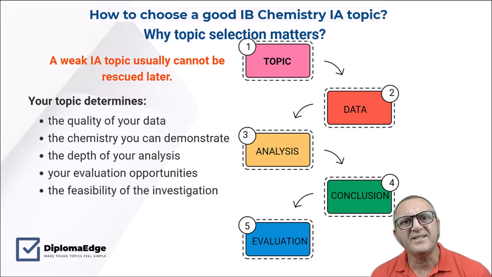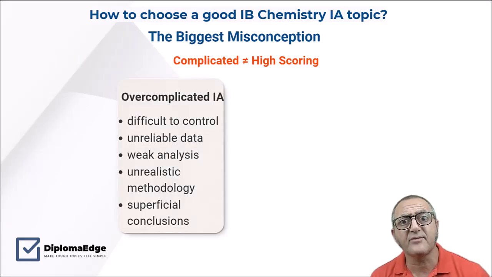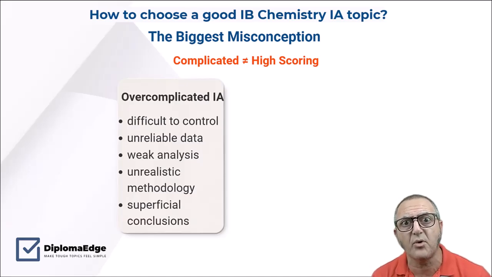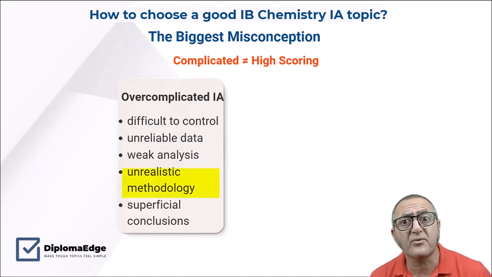So what is the biggest misconception that students have when they have to choose the topic? I think, in my experience, the biggest one is that you tend to think that the more complicated the topic, the better you are going to score in the IB. And this is really not true. When a topic is overcomplicated, it's normally difficult to control. Sometimes it's going to generate data that is unreliable, which is going to lead to a weak analysis. The methodology sometimes is not realistic because you may not even have the tools to do it properly. And the conclusions many times are superficial.